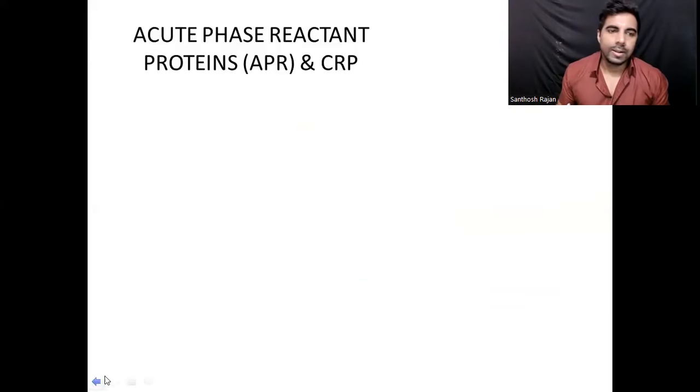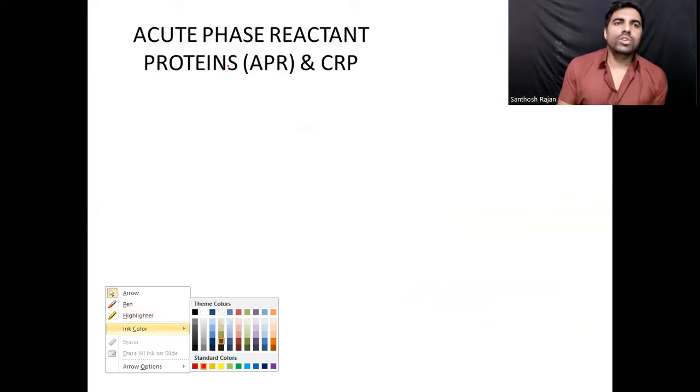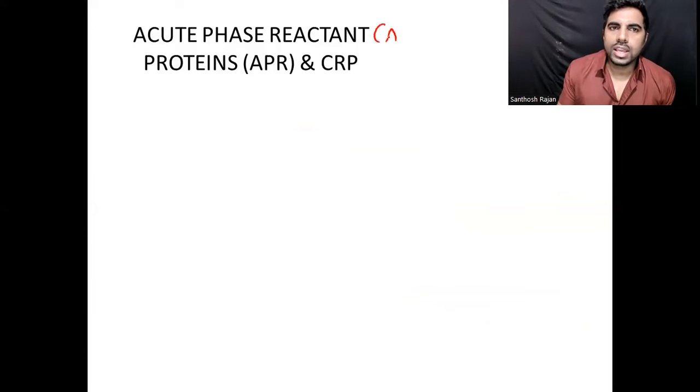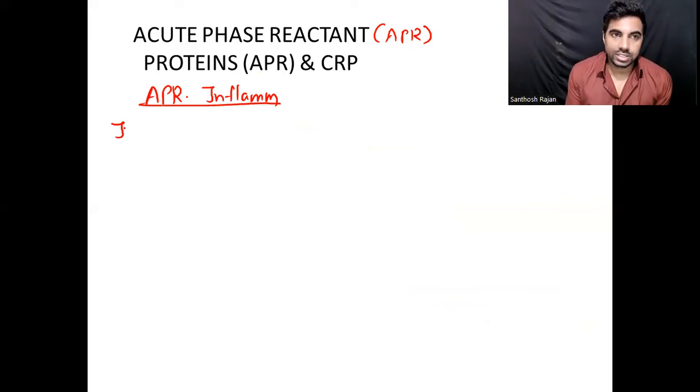Very simple and easy. Now, acute phase protein. When you talk about acute phase protein, we usually call this APR, right? Acute phase proteins are usually produced in inflammation, in the acute phase. So what happens in some cases, acute phase proteins usually increase.